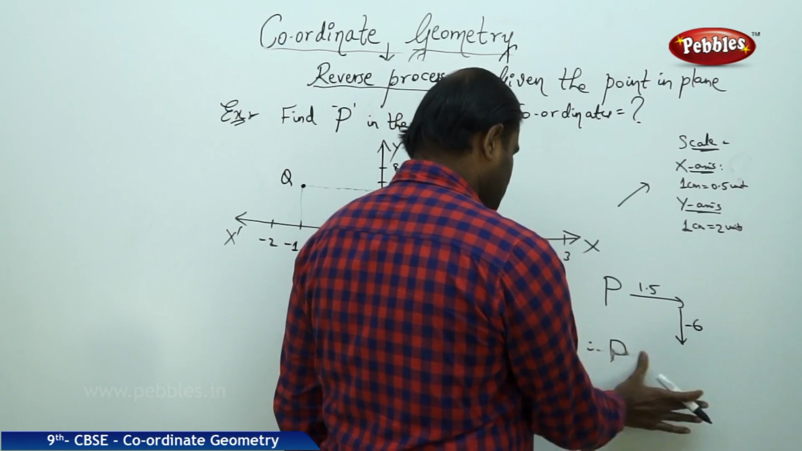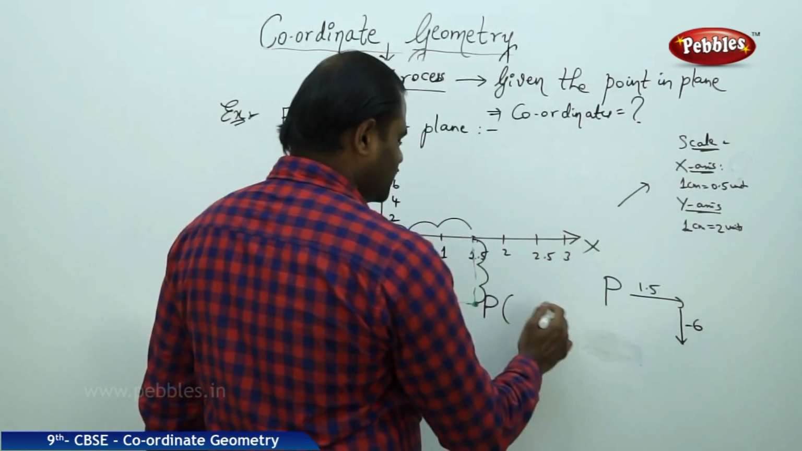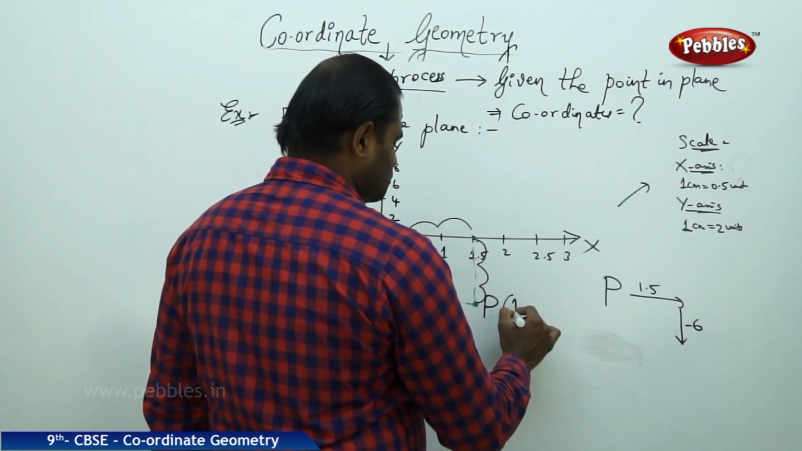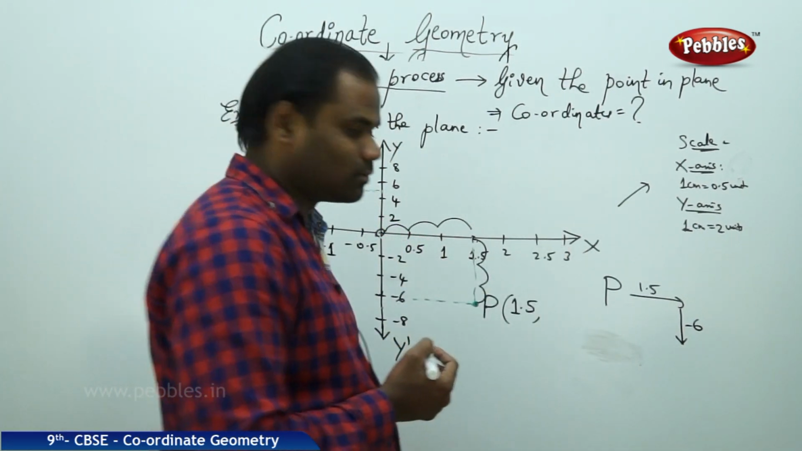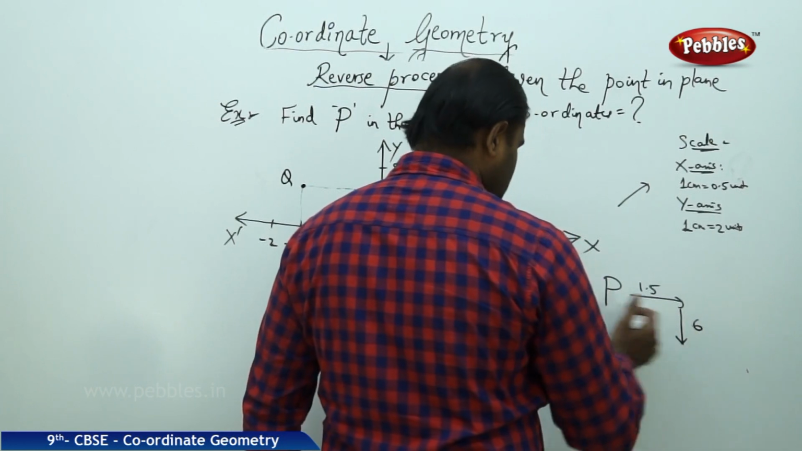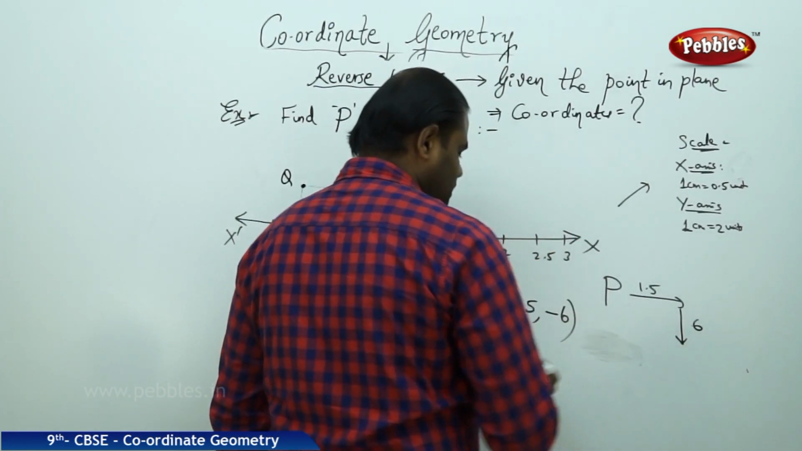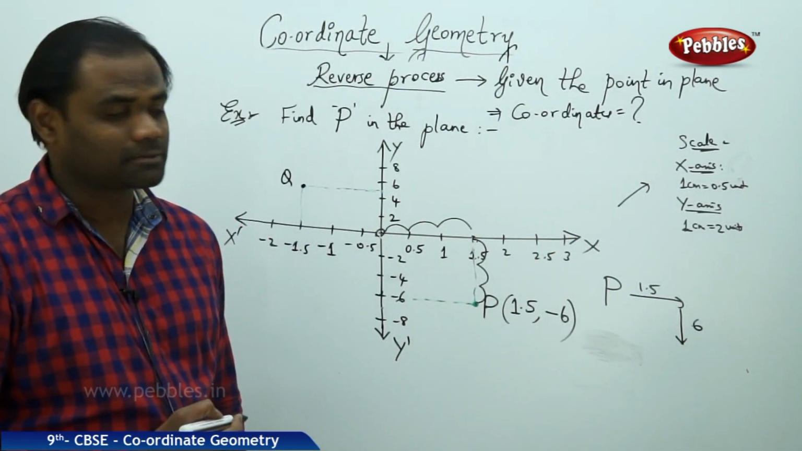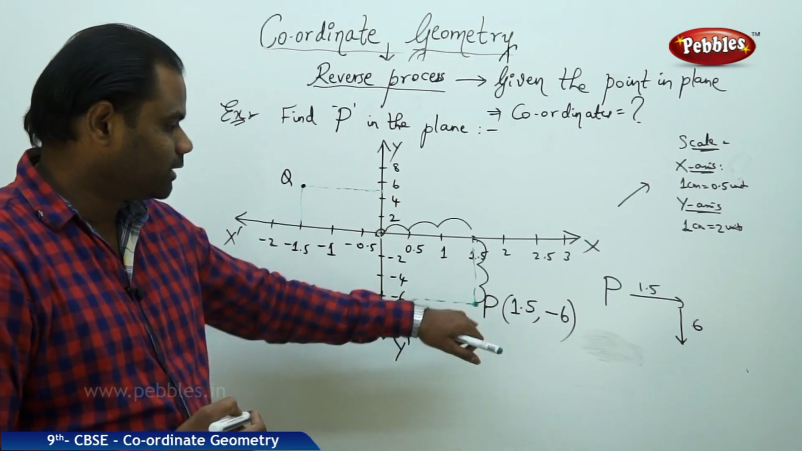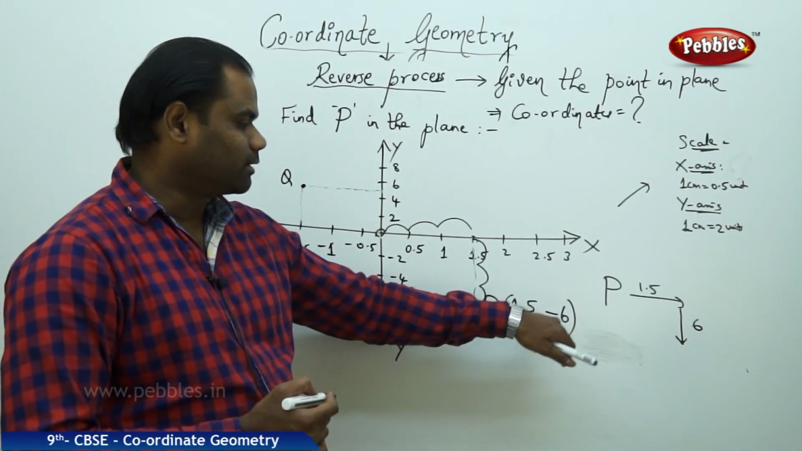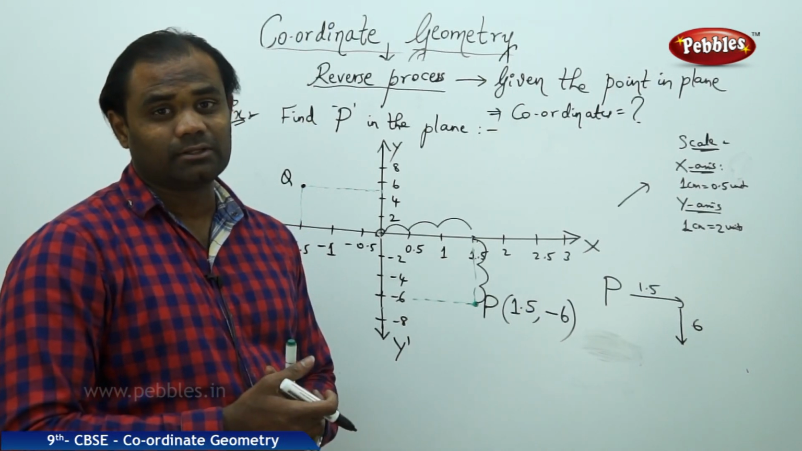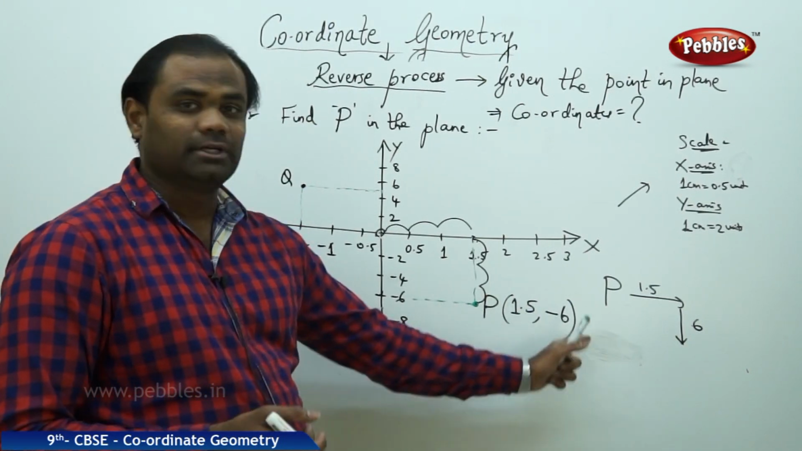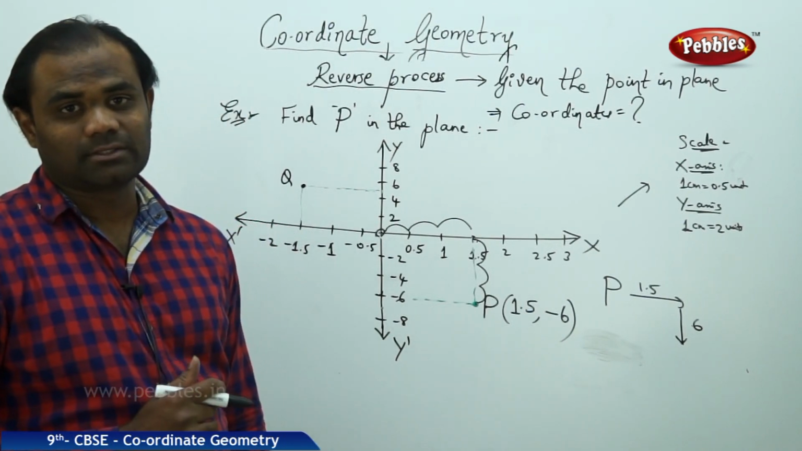are nothing but, moving to the right is positive 1.5 and moving down is about moving 6 units, that is minus 6 in the y coordinate. Therefore, I have my coordinates of P, which are 1.5 and minus 6. Is how I understand the locating of this point with its x and y coordinates.